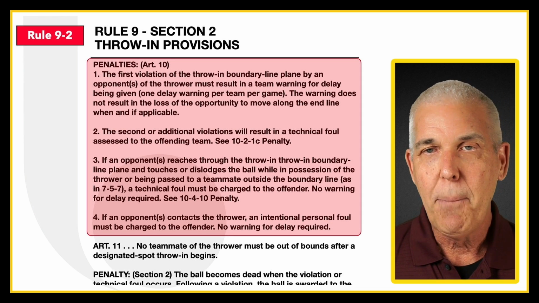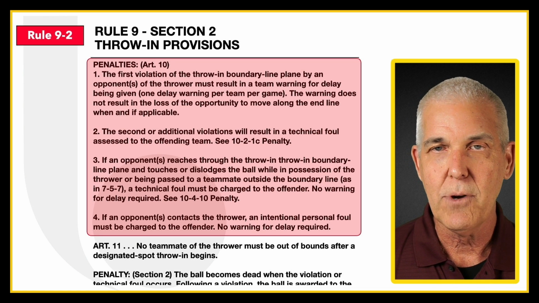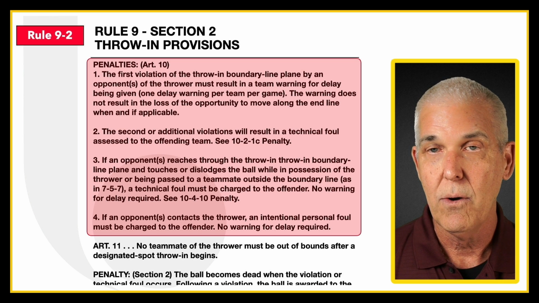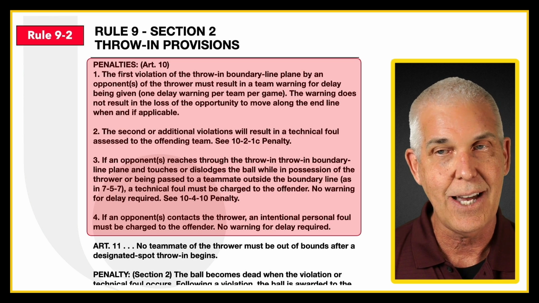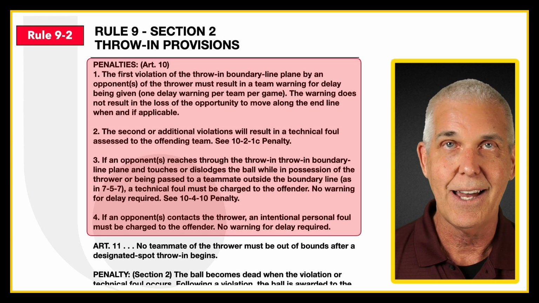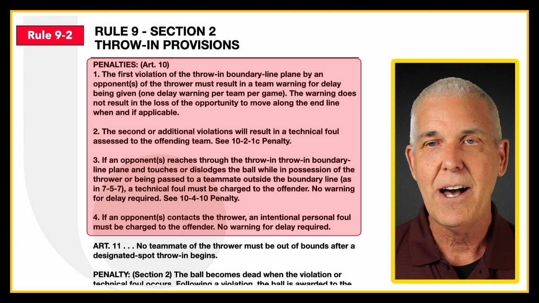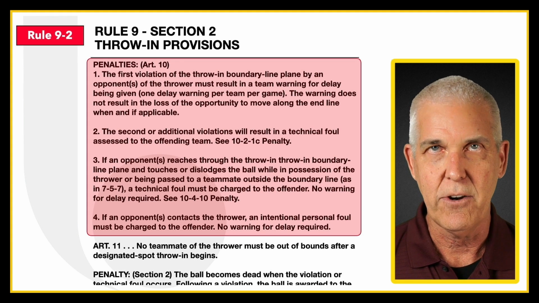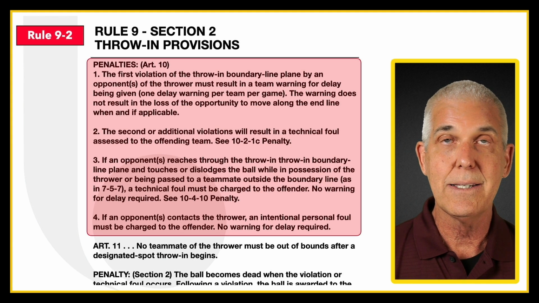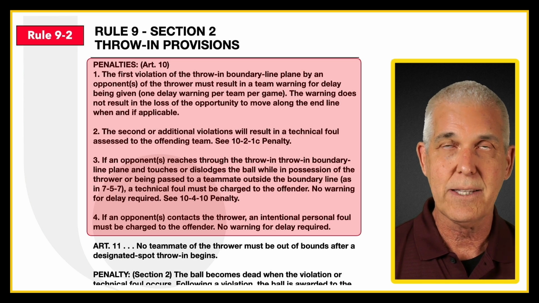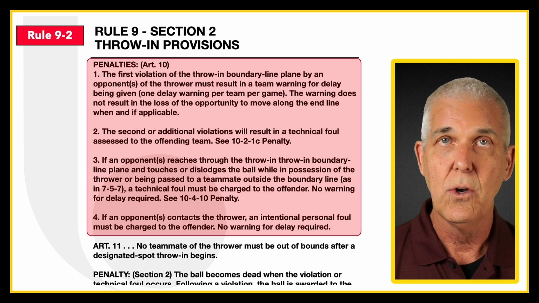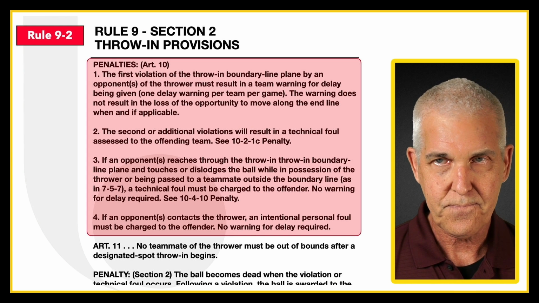Article 3, if an opponent reaches through the throw-in boundary plane and touches or dislodges the ball while in possession of the thrower or being passed to a teammate outside the boundary line, as in 757, passed amongst teammates outside the court, a technical foul must be charged to the offender. So a player technical foul for contacting the basketball while it is across the imaginary plane, while it is out of bounds, either in the thrower's hands or being passed amongst teammates.